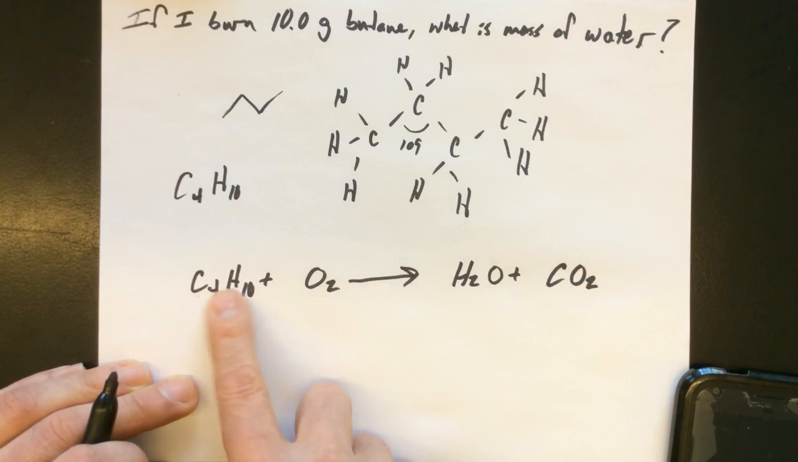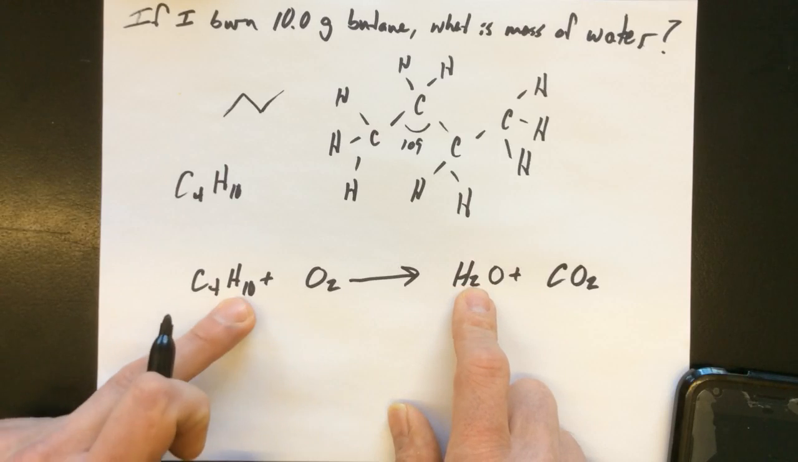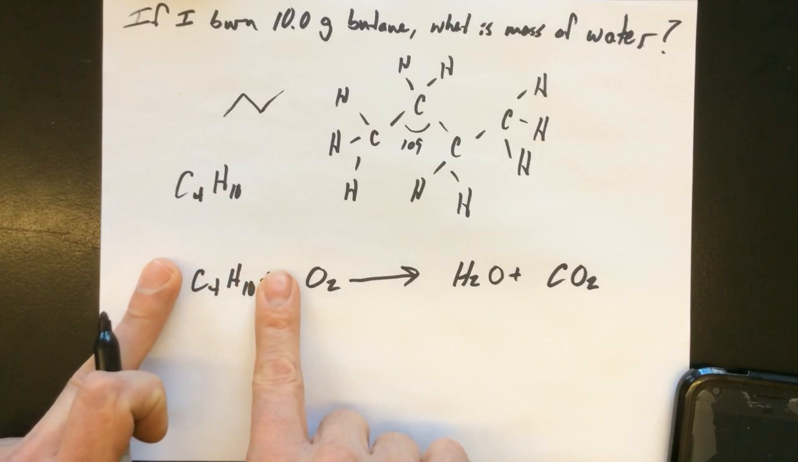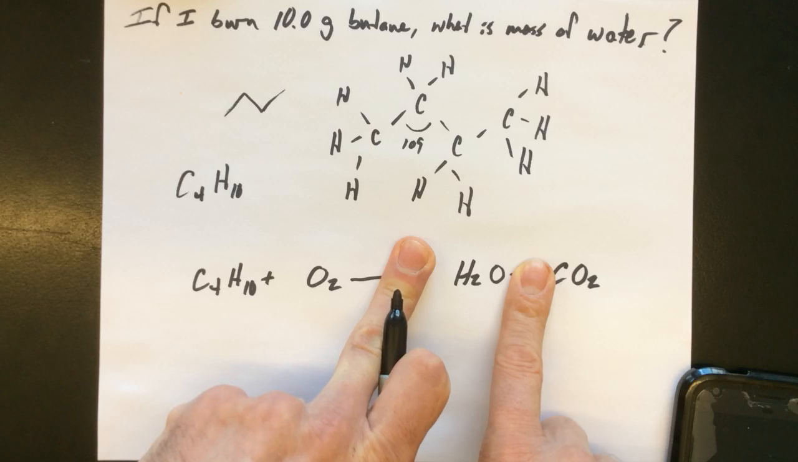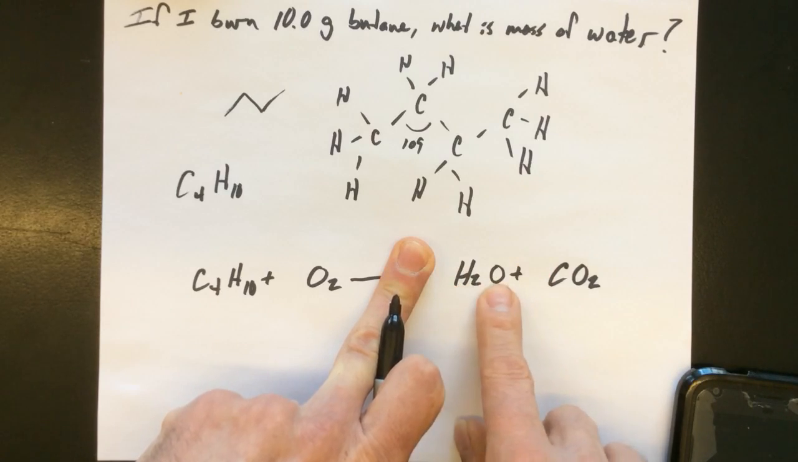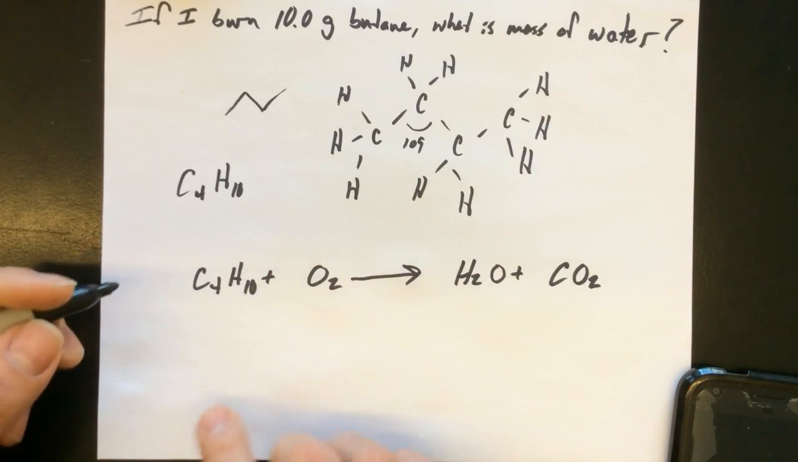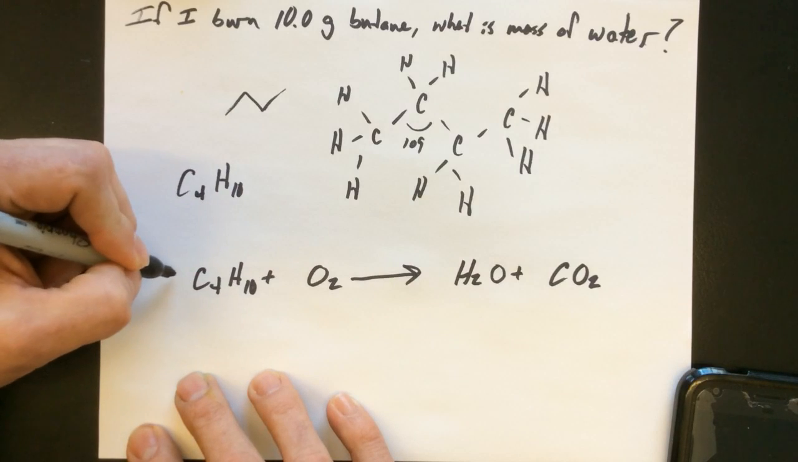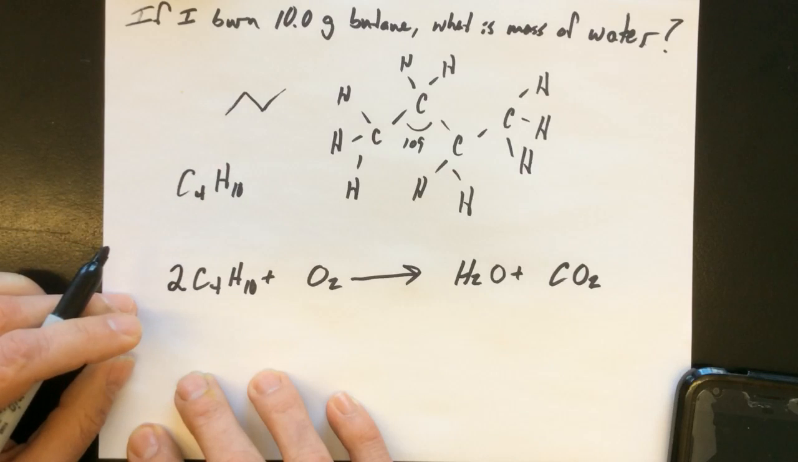When I look over here, butane has 10 hydrogens. Water has 2 hydrogens. So to make these match, if I have one of these, one butane molecule, I need 5 water molecules. There's a problem. If I have 5 water molecules, I'm going to have 5 oxygens. That's an odd number, so no matter how many of these, it's not going to match. So with a little deductive reasoning, I get to realize I need a 2 here.